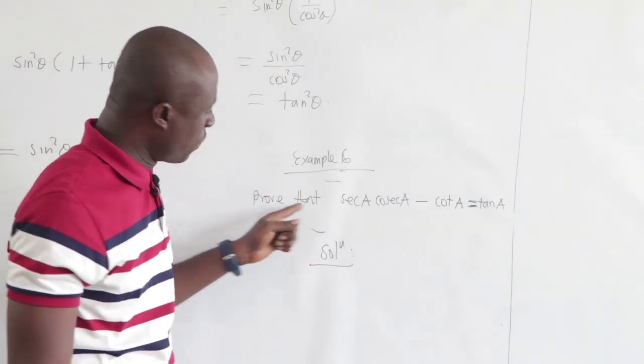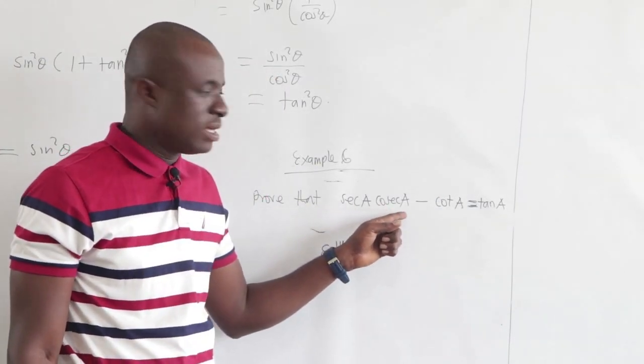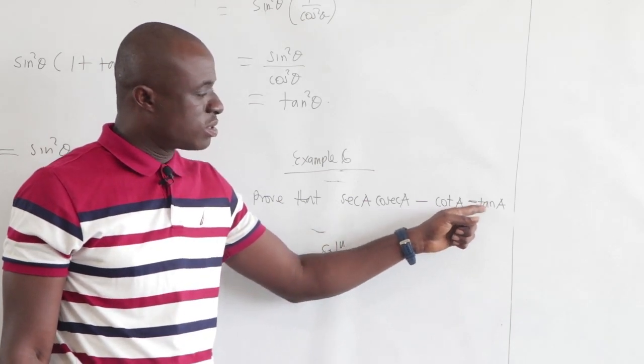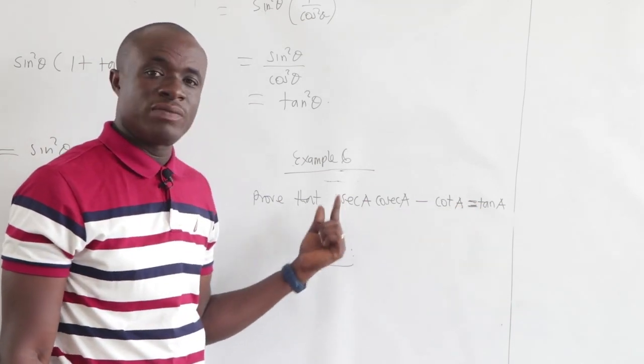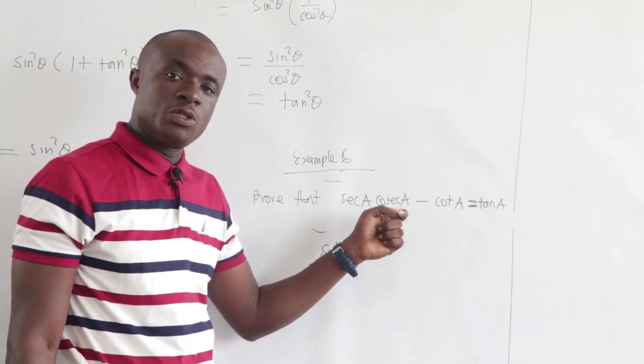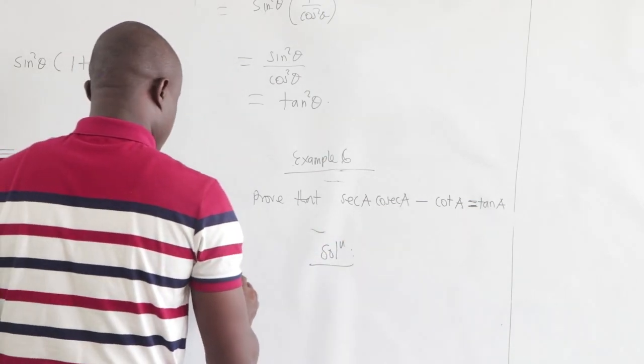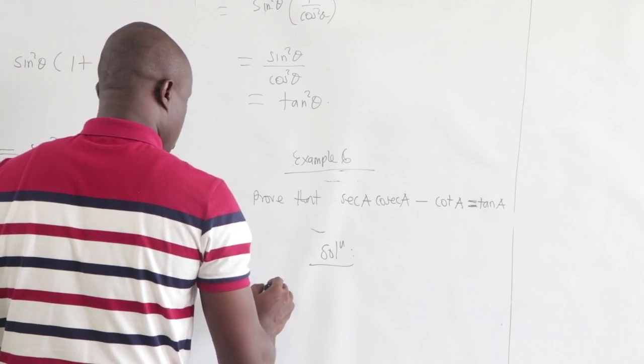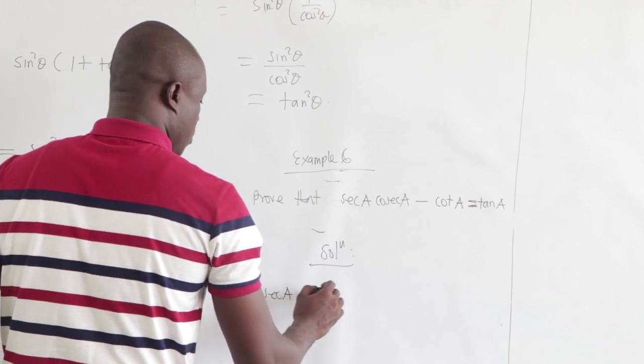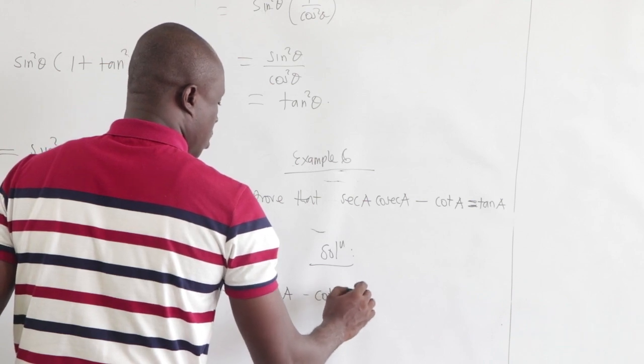Now I want to prove that sec A plus cosec A minus cot A is equal to tan A. Now the complicated part is the left hand side. So let's try from the left hand side and show if this will be equal to the right hand side. So we have sec A plus cosec A minus cot A.